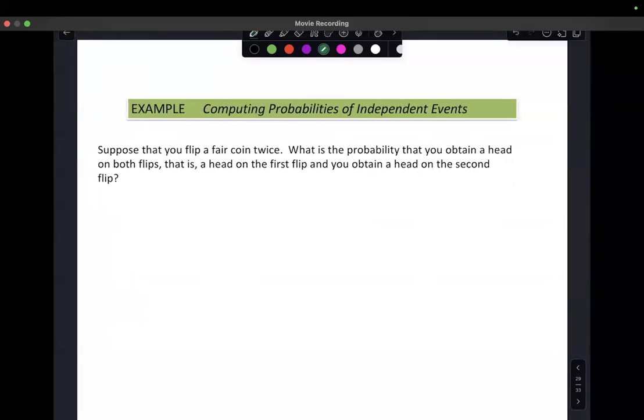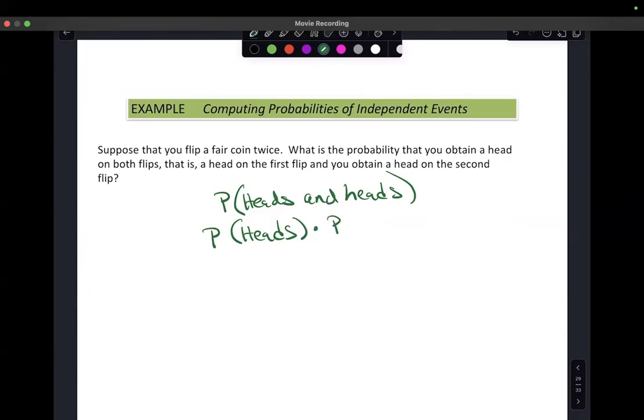Okay. Suppose you flip a fair coin twice. We want to know the probability you flip a head on both flips. So we would need the probability heads and heads. So we'd take the probability of heads, and I know this is a lot of writing for just multiplying 50% times 50%, but I need you to have the process.